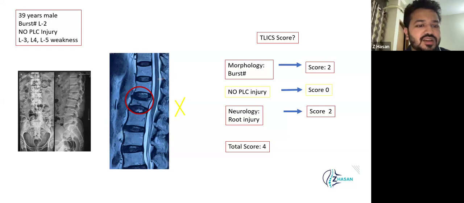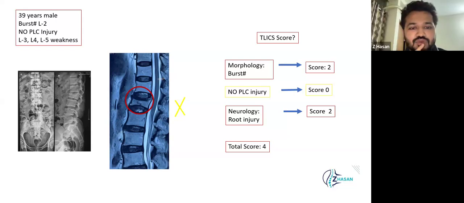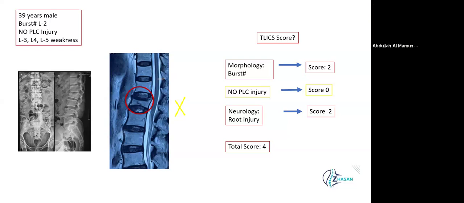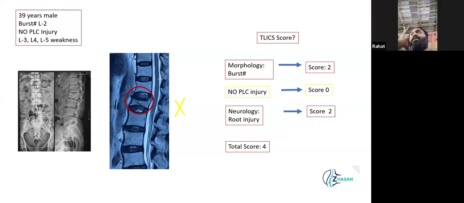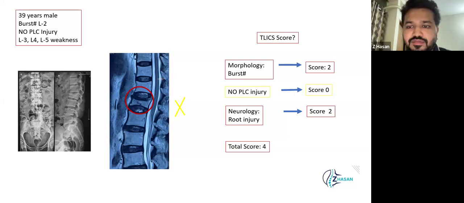So the injury is a purely different topic. It is actually ASIA grading. I just want to give my ASIA grading technique, how it is possible. I have a question. May I interrupt? Yeah, sure. Assalamu alaikum. Yeah, welcome.